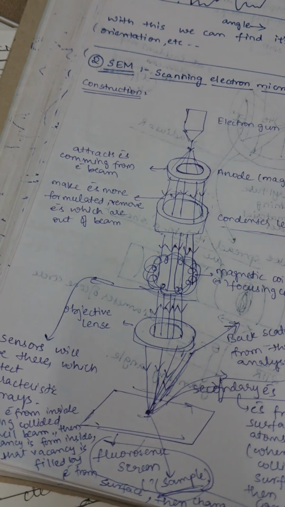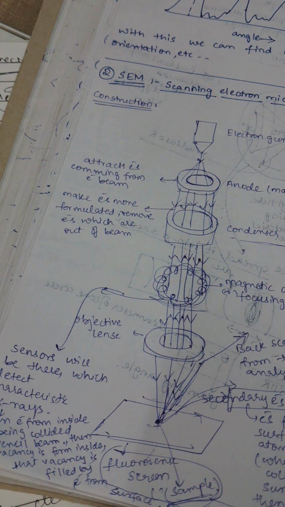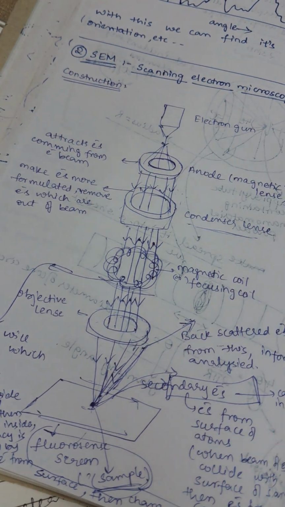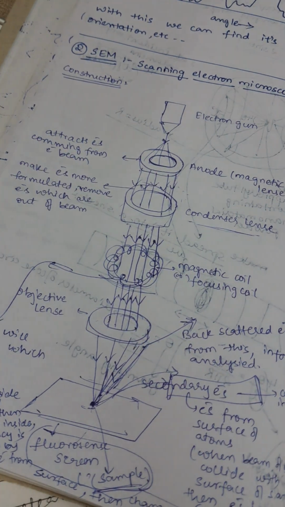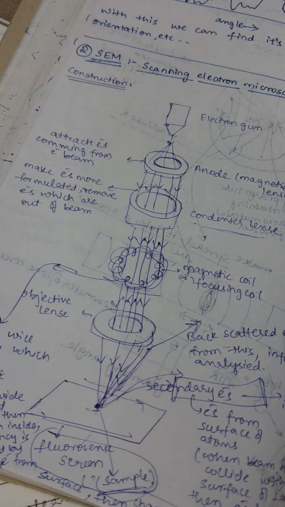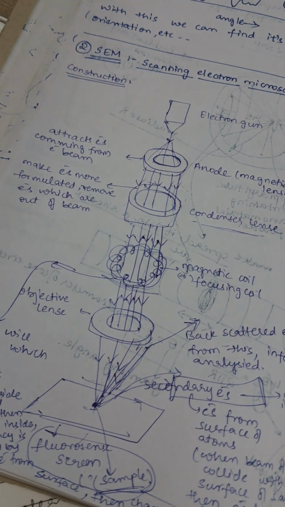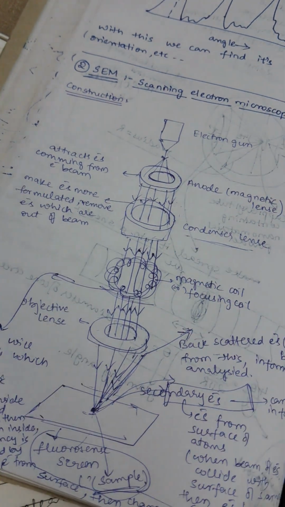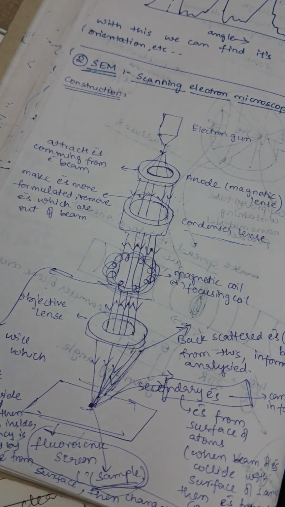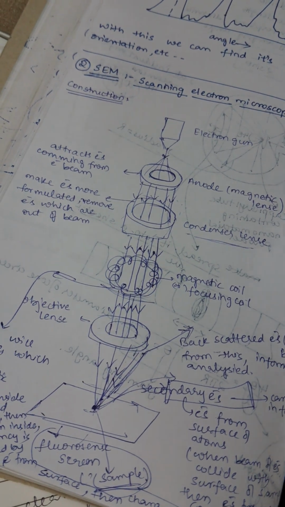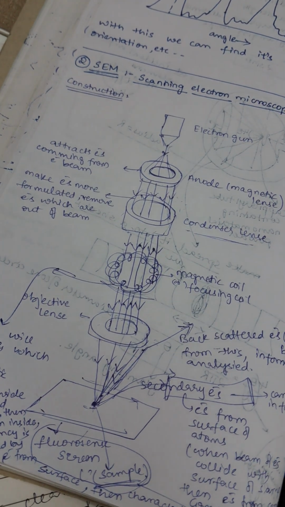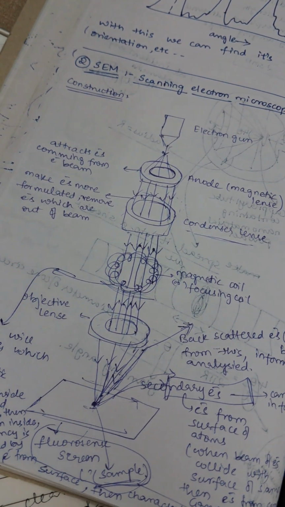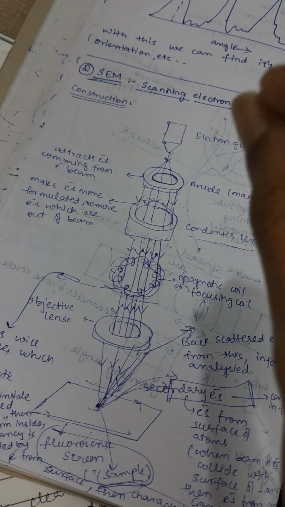Next, applications of SEM, the scanning electron microscope. First, we all know that it is used to study the surface structure of nanomaterials. It is used in topography, which means the study of surface texture. Second, it is used to study the morphology of the surface of the nanomaterial. Morphology means we can study the size, shape and arrangement of atoms on the surface with the help of SEM.